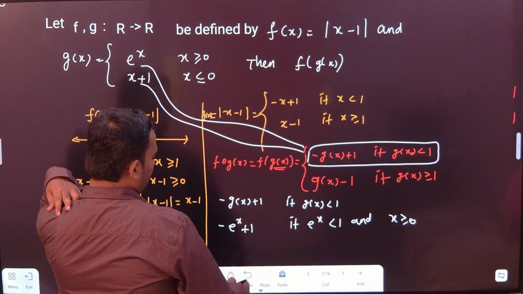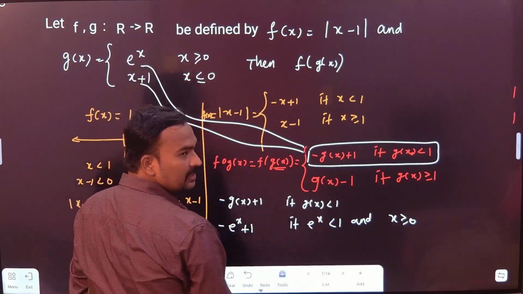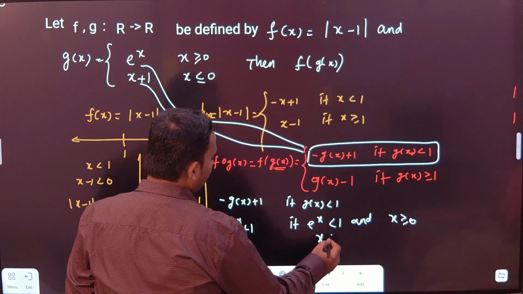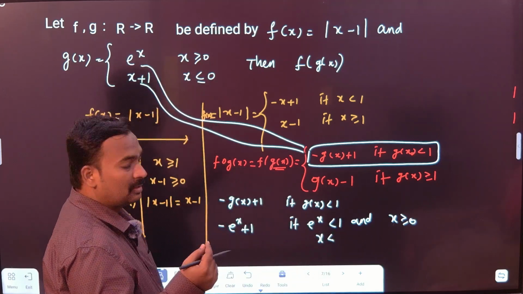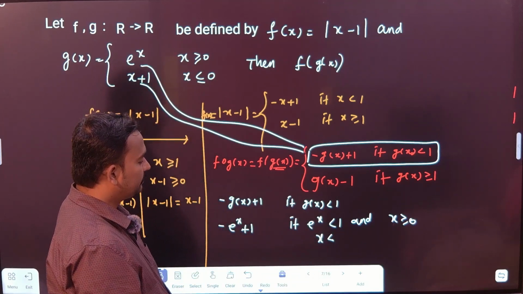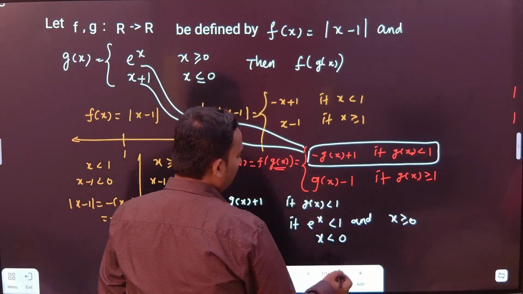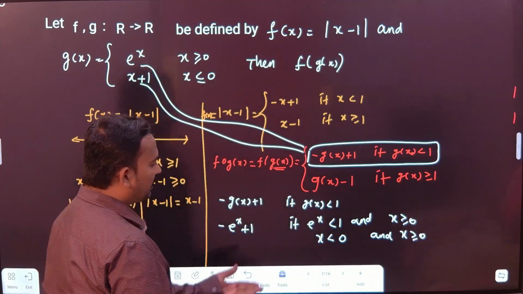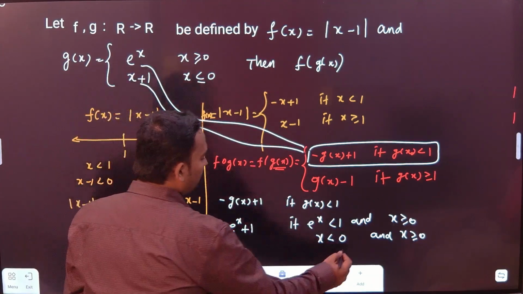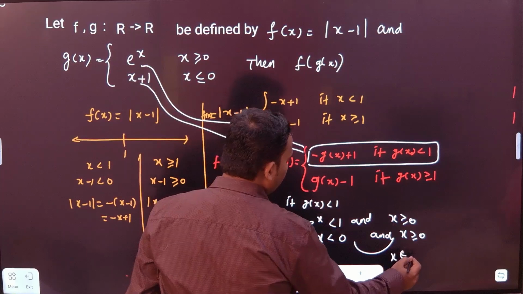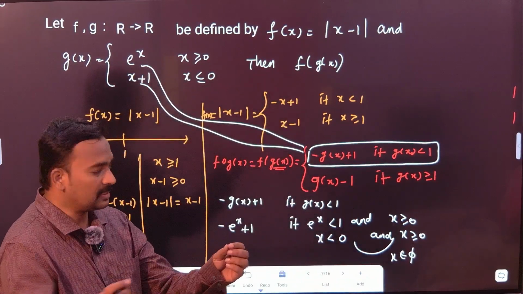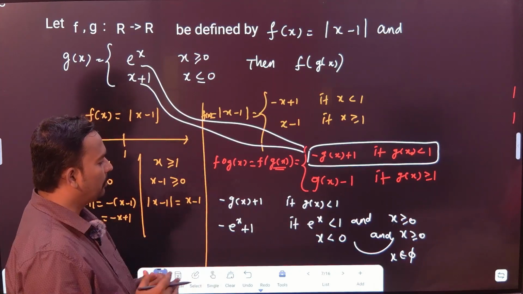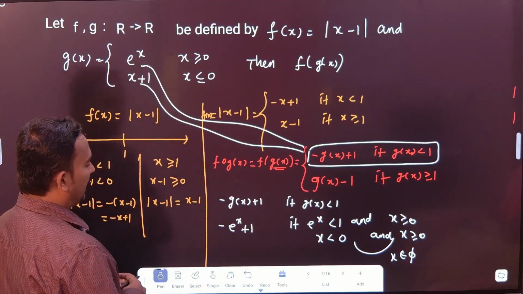Now, students, we need the x value, so you have to take log base e on both sides. Then x should be less than log of 1 base e, which is 0. So x less than 0 and x greater than or equal to 0. Definitely there is no intersection, so there is no common point. Therefore, x belongs to the empty set.